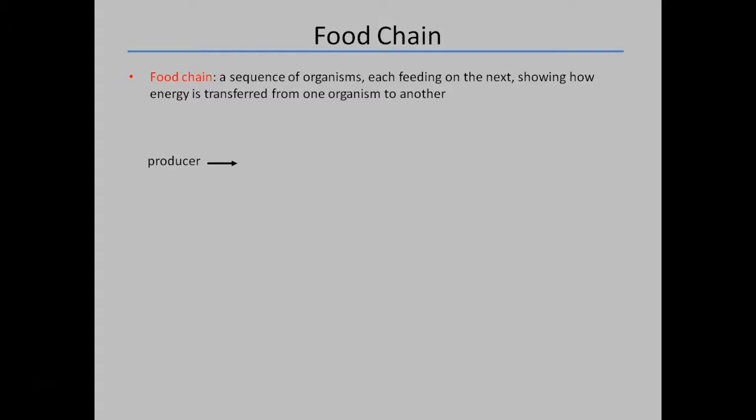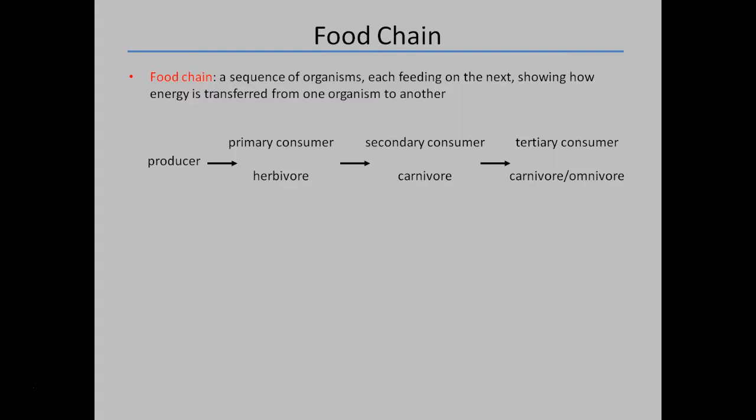Now, we know our food chain is our sequence of organisms feeding on each other, showing the energy transfer. We start off with our producers, always at the bottom or at the start of our food chain. They're eaten by our primary consumers, which are also known as herbivores. Then herbivores are eaten by secondary consumers, also known as carnivores, and they can be eaten by our tertiary consumers, which could be considered a carnivore or a top carnivore, but also this is where omnivores would fit in because they eat secondary consumers.